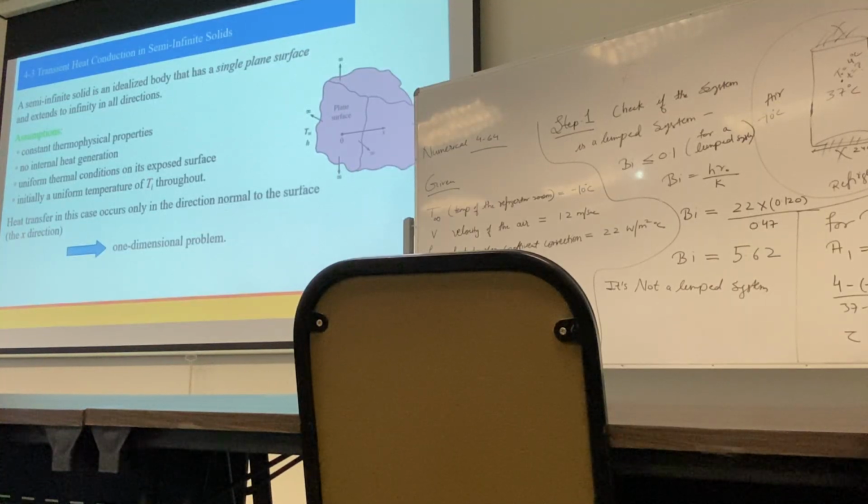Assumptions are constant thermophysical properties, no internal heat generation, uniform thermal conduction, initially at a uniform temperature of Ti.